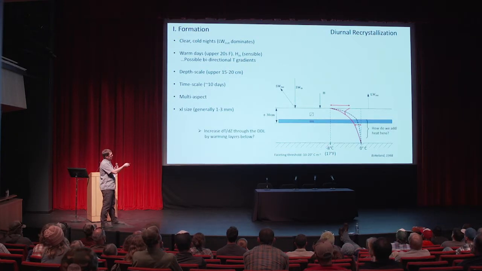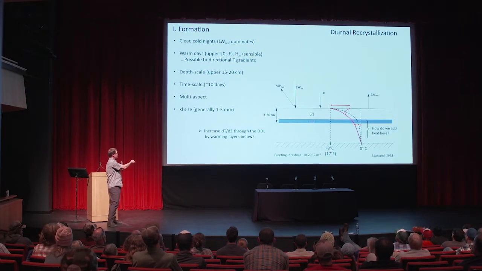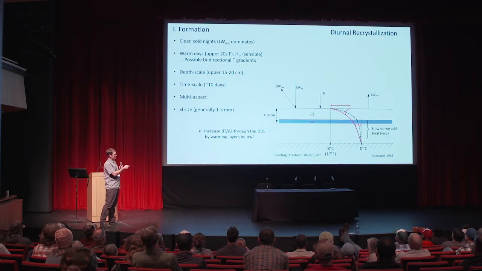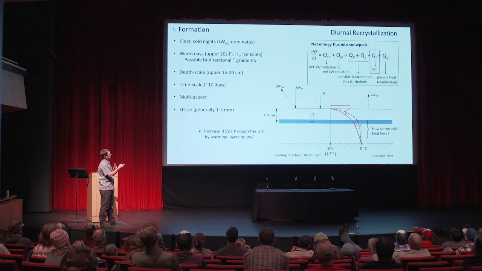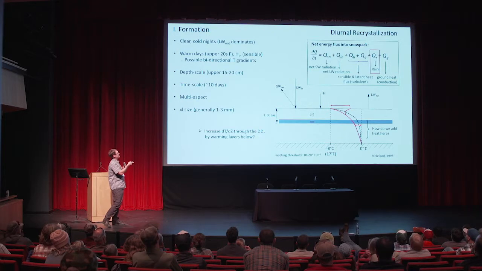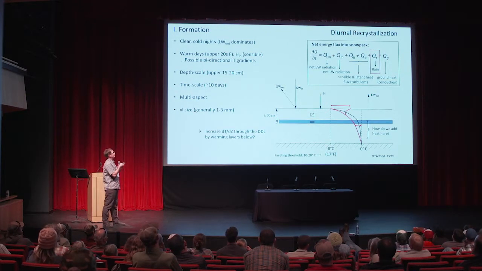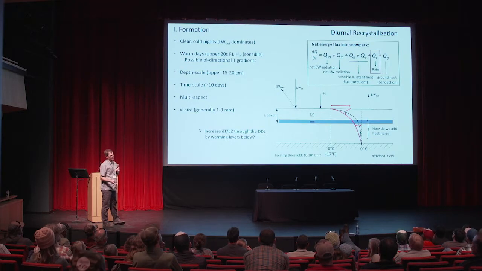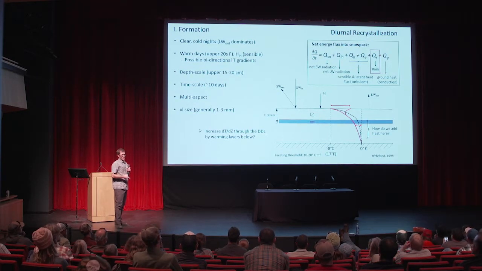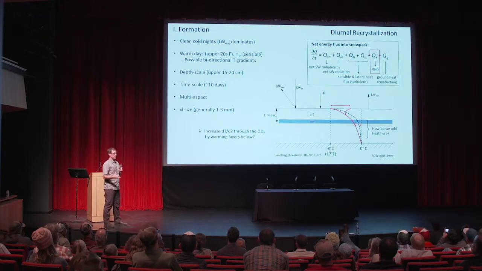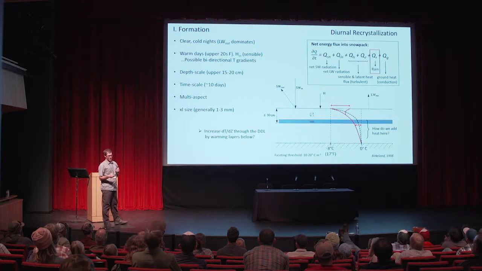So how do we add heat here? How do we increase the temperature gradient through the DDL? By warming the layers below. And this looks like a complicated equation, but it's really just energy balance in the snowpack. These are all the terms where heat comes into or out of the snowpack. And a big one is rain. And we knew we had a lot of rain. That's a big source of heat into the snow. So the question is, where does all that heat go, and how long does it take to go away?